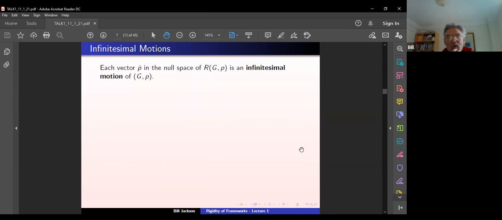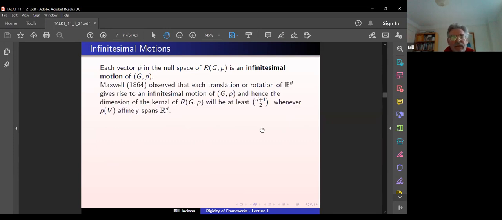So an infinitesimal motion of a particular bar joint framework is the vector p dot we get by concatenating all the instantaneous velocities. So it's a vector in the null space, or the kernel of the rigidity matrix. And a fundamental observation of James Clerk Maxwell from 1864 was that each rigid motion of d-dimensional Euclidean space gives rise to an infinitesimal motion of the framework.